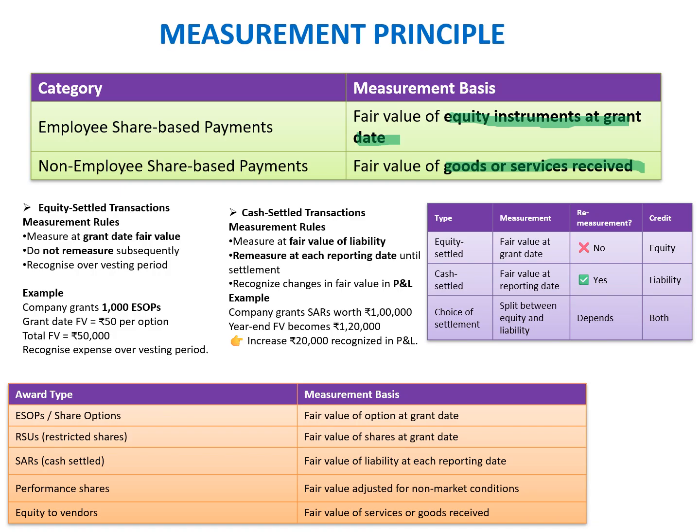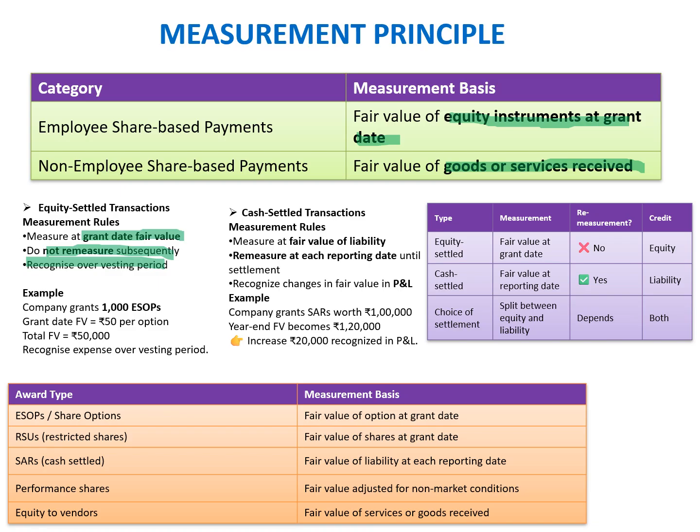Equity settled transaction measurement rules: measurement at the grant date fair value. Do not remeasure subsequently. Recognize over the vesting period. For example, a company grants 1,000 ESOPs. Grant date fair value is 50 per option. Total fair value is 50 into 1,000, which is 50,000. So we have to recognize the expense over the vesting period.